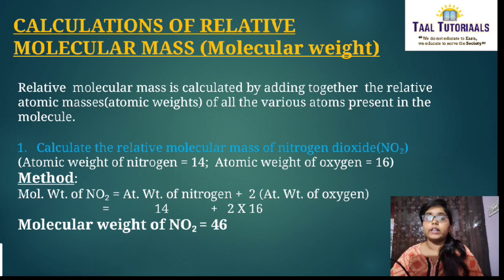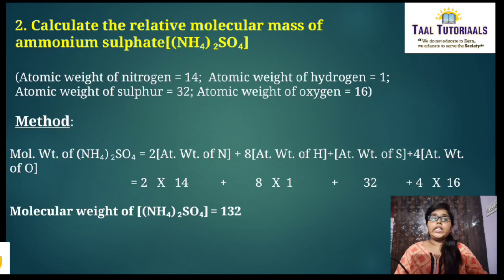Okay, understood how to calculate the relative molecular mass? You have to add all the atomic weights. To calculate molecular mass, you need the atomic weights of each element. Now, calculate the relative molecular mass of ammonium sulfate, that is (NH4)2SO4. For this, first you have to know the atomic weight of nitrogen, hydrogen, sulfur and oxygen. Nitrogen is 14, hydrogen is 1, sulfur is 32 and oxygen is 16.